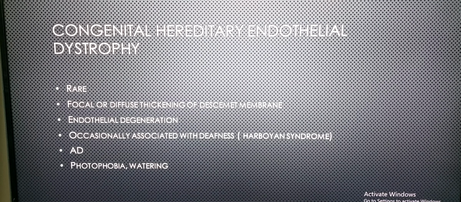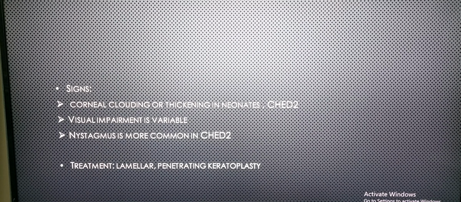Third is congenital hereditary endothelial dystrophy. It is rare. There is focal or diffuse thickening of Descemet's membrane. Endothelial degeneration occurs, and occasionally it is associated with deafness. When associated with deafness, the syndrome is known as Harboyan syndrome. It is inherited in an autosomal dominant pattern, and symptoms are photophobia and watering. Signs are corneal clouding or thickening in neonates. Visual impairment is variable. Nystagmus is more common in type 2. Treatment is lamellar or penetrating keratoplasty.